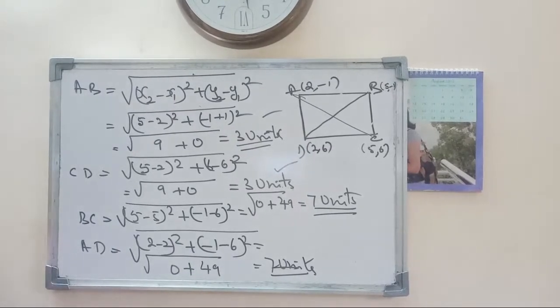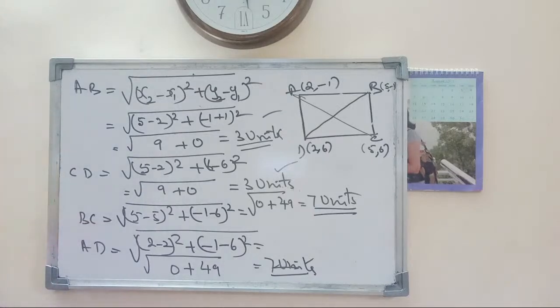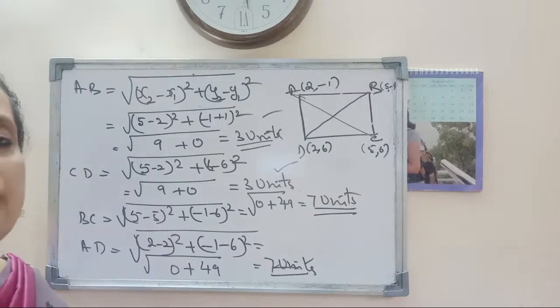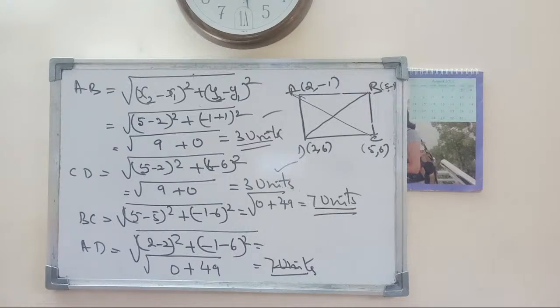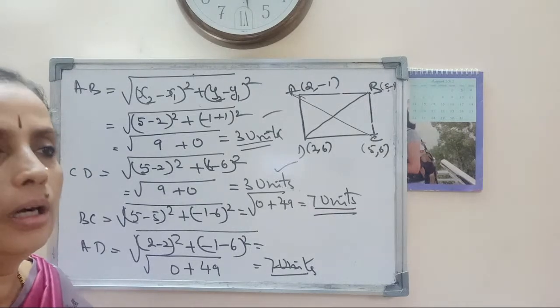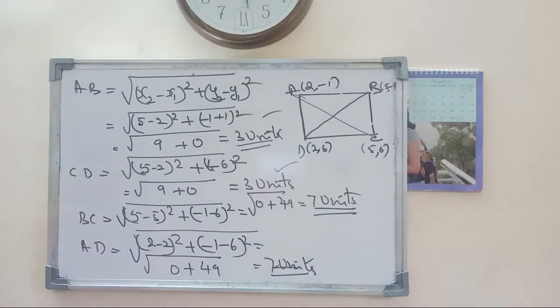Are they equal? Yes. What distance do you get for AC and BD? Root 58. Yes, root 58 in both cases. It's satisfying the properties of a rectangle: opposite sides are equal and the diagonals are also equal.